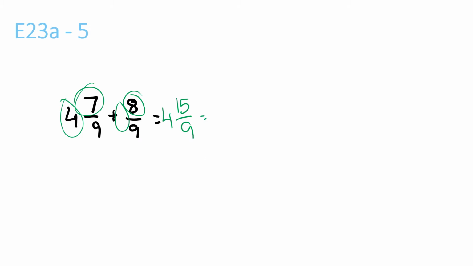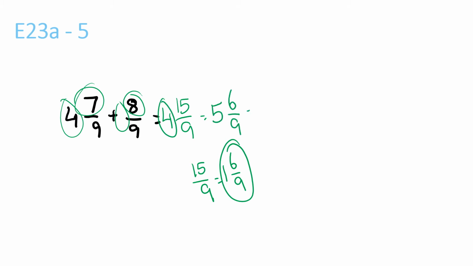And we have 15 over 9, which is the same as 1 and 6 over 9. You have 1 and 6 over 9, plus it with the 4, 5 and 6 over 9. 6 can be divisible by 3, and 9 can be divisible by 3, and that's the highest number that they both go into. So it would be 5 and 2 over 3. 5 and 2/3.